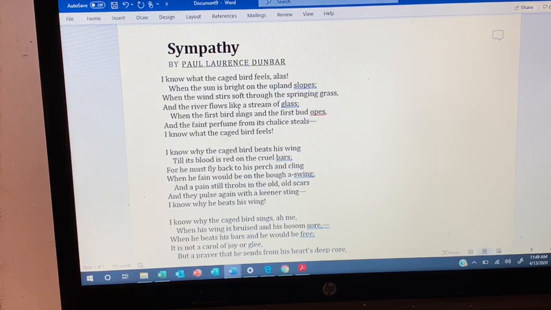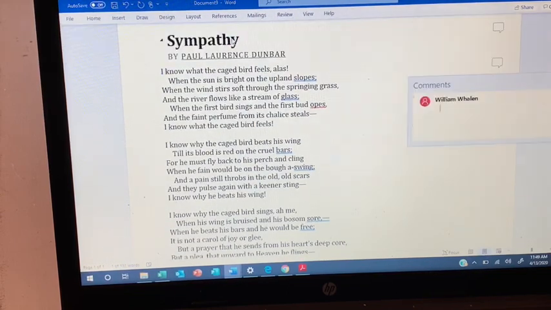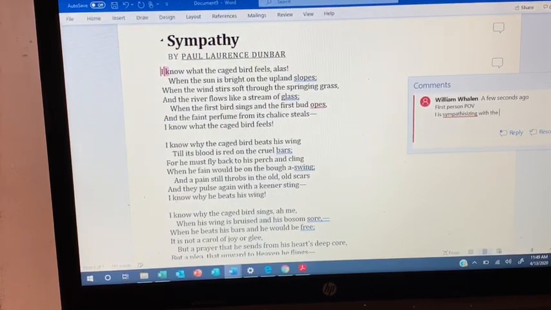So we look at this first stanza and we just ask ourselves, how does the author feel about sympathy, or what kind of sympathy is going on? The first thing we notice is that there is an I, so we can jot down that this has a first person point of view. And we can also note that there is an I that's being compared to the caged bird. I know what the caged bird feels. So we can assume that the I is sympathizing with the caged bird.